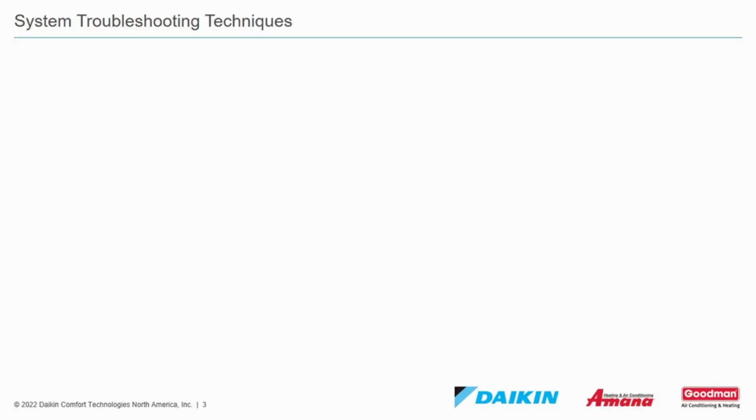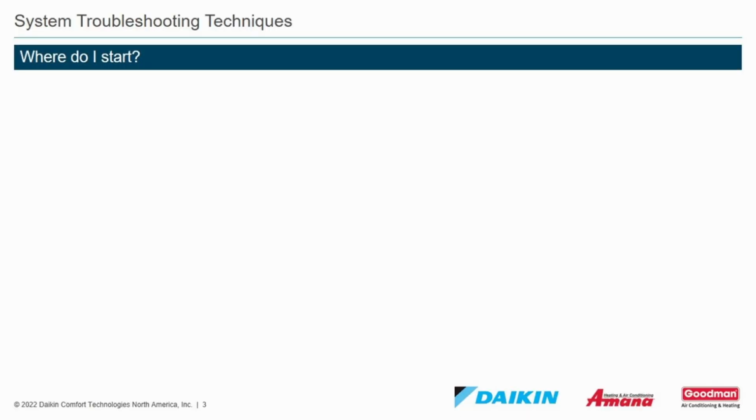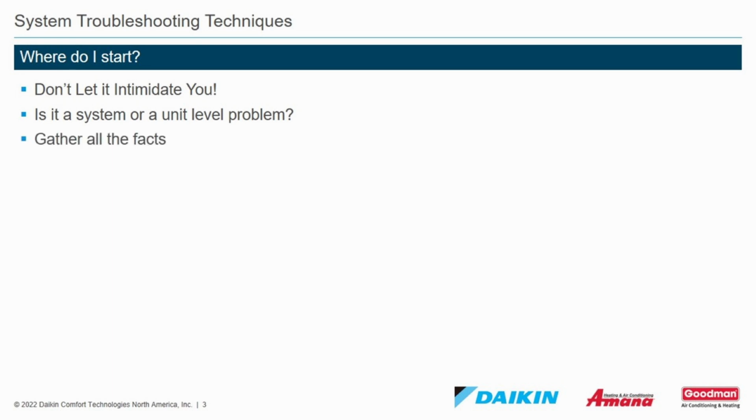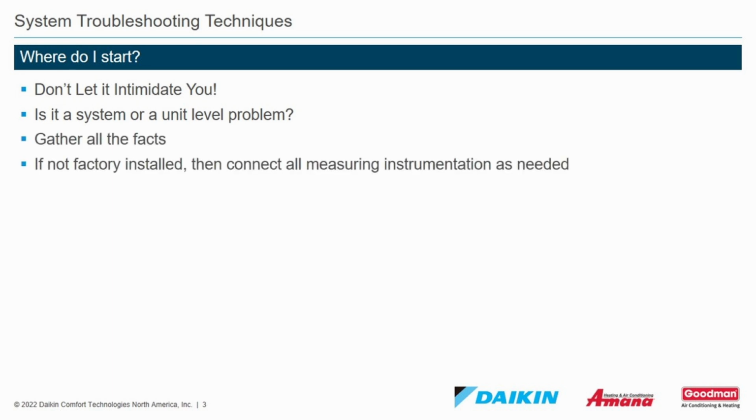System Troubleshooting Techniques. Where do I start? Don't let it intimidate you. Is it a system problem or a unit problem? Gather all the facts. If not factory installed, then connect all measuring instrumentation as needed. Manifold gauges, suction line temperature sensors, liquid line temperature sensors, duct pressures.